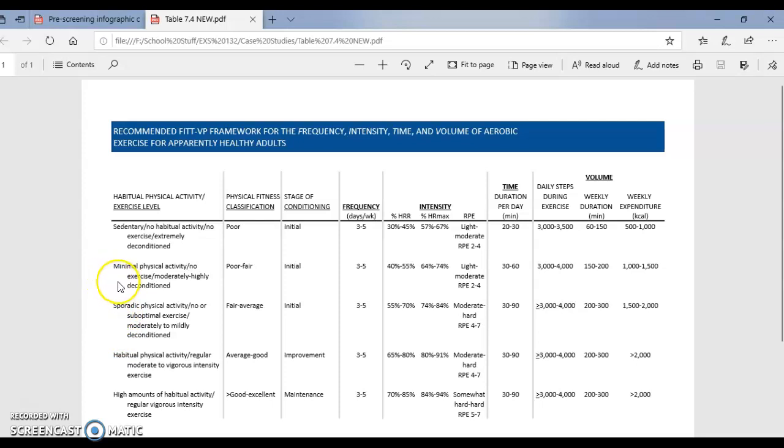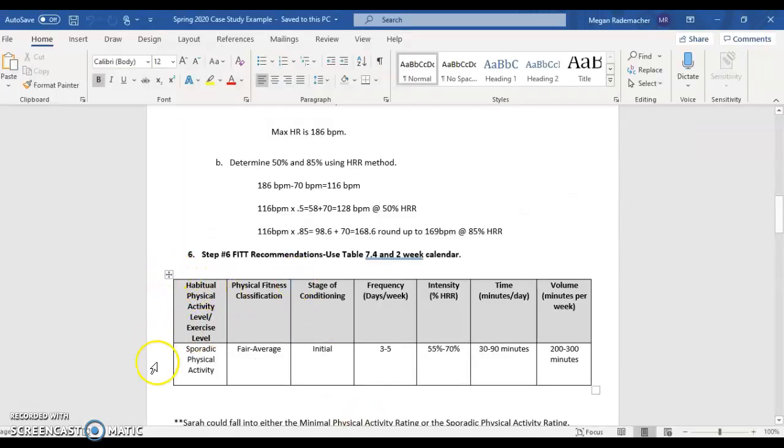Again, if you put her in the minimal physical activity category, that is not wrong. Generally, most clients will fall in between 2 categories, and as long as you can justify it, that's right. Now, if you told me that Sarah had high amounts of habitual activity and could exercise at a vigorous or intense level, I would definitely tell you you were wrong, because obviously she's not doing that. But minimal or sporadic are probably going to qualify for this client. So that's where you go, and you will see a chart just like this on your homework, and you will just fill it in, using the information from the 7.4 chart.